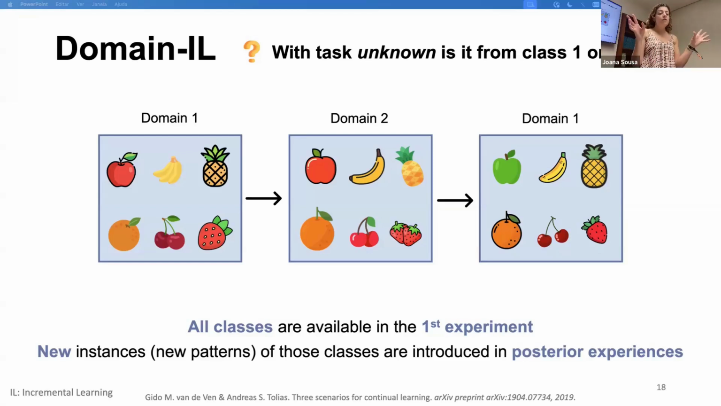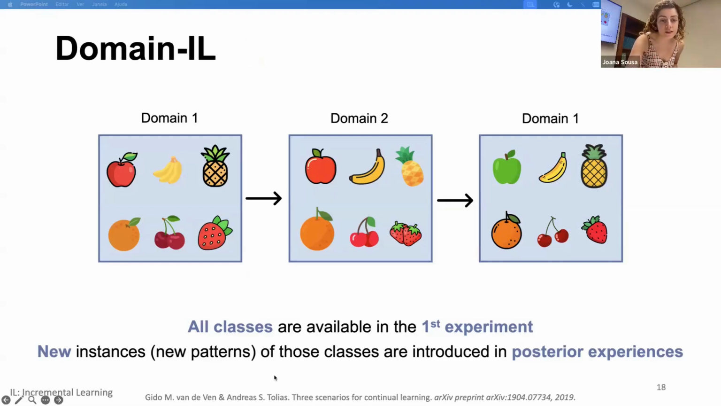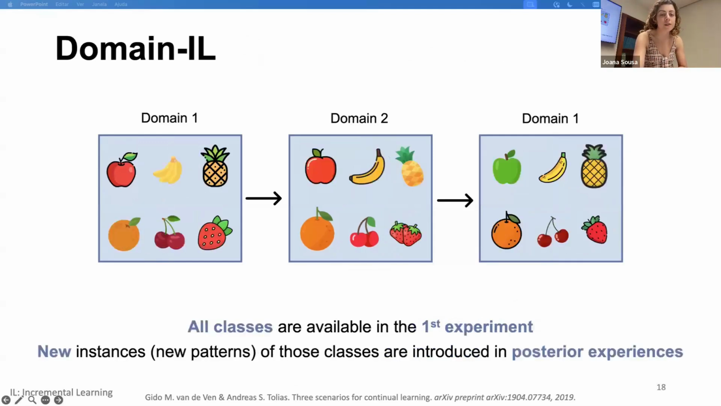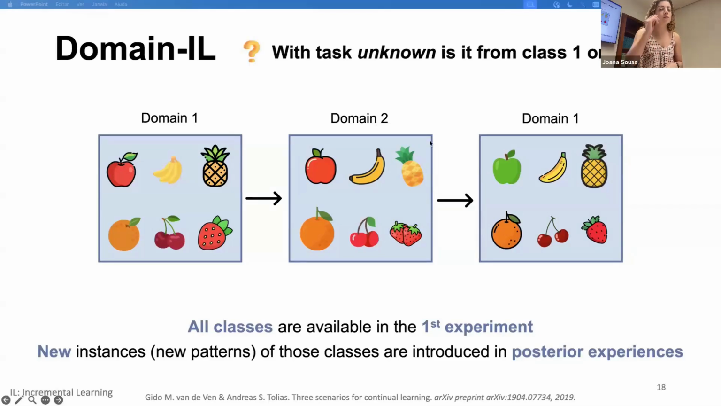So even after a certain experiment, after training, we have considered these labels, right? We have apples, oranges, and strawberries as class 1, and then we have bananas, cherries, and pineapples as class 2. So in this scenario, we just have to answer, given a fruit, which category is it? Is it from class 1 or class 2?